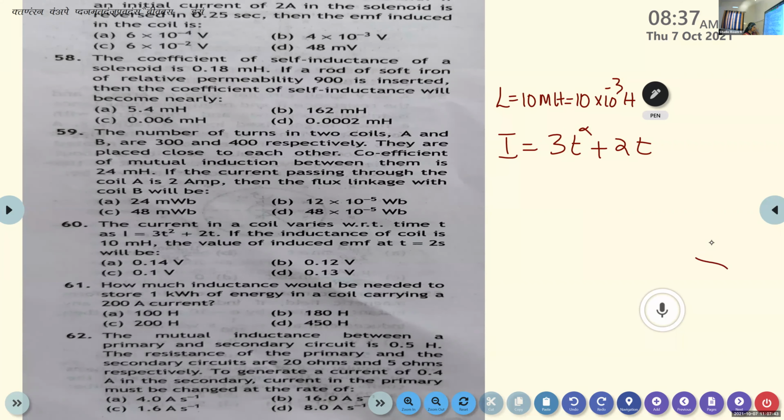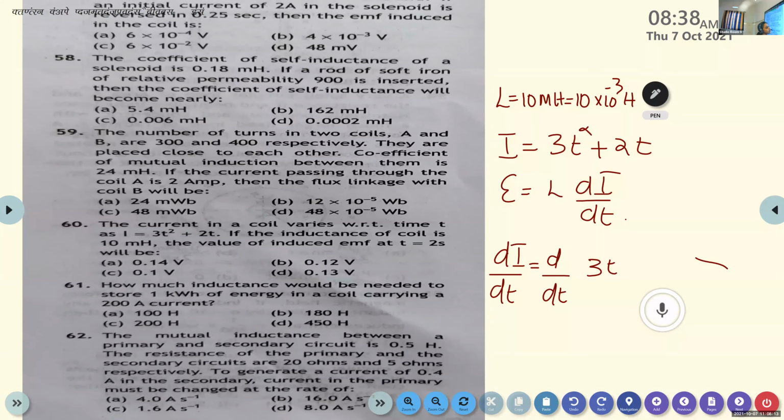Then how we can calculate the induced EMF here? Equation for calculating the induced EMF: L into di by dt. Yes. Induced EMF is equal to L into di by dt. But what is I? I is 3t square plus 2t. Then what is di by dt? Di by dt is equal to d by dt of 3t square plus 2t. I hope that all of you know the derivation, right?